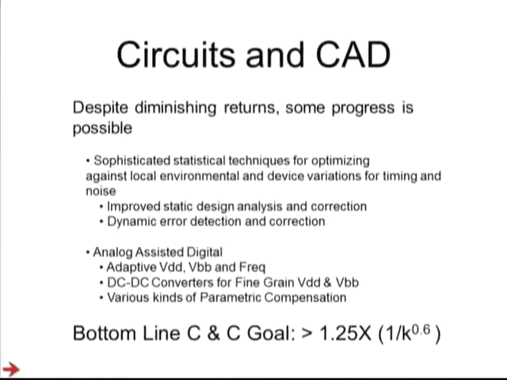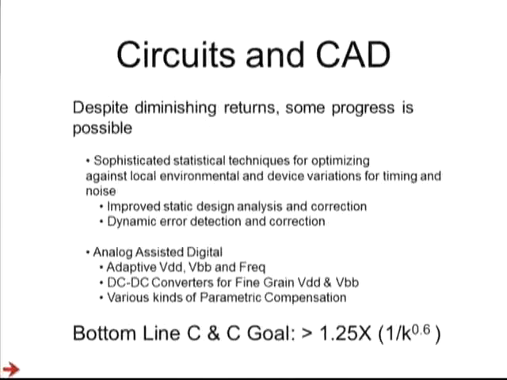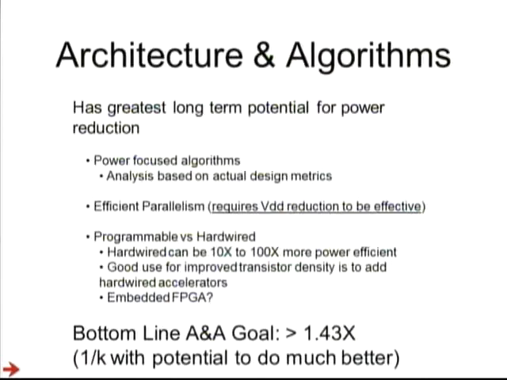On circuits in CAD, yes, we have. I think we have harvested the low-hanging fruit, but still we can move ahead. Improved analysis techniques to take into account statistical variations, I think, are necessary. Also, dynamic error detection and correction is probably an important part of the future. On the other side, analog-assisted digital is a term that Anantha has coined, basically adaptive voltages and frequencies, DC to DC converters for fine-grained control, and other kinds of parametric compensation. I would say on circuits in CAD, we should expect to get a 1.25x improvement per generation, which works out to k to the 0.6.